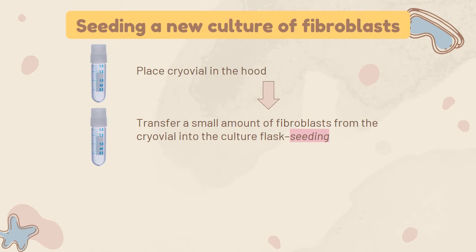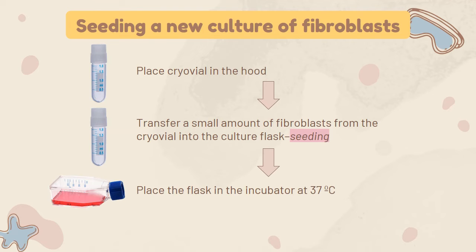And using a micropipette, transfer a small amount of fibroblasts from the cryovial into the culture flask. This is known as seeding. Seeding cells also means placing them inside a proper vessel containing the right conditions for growth. The effect of seeding can be observed through the cell growth curve. After seeding, place the flask in the incubator at 37 degrees Celsius.